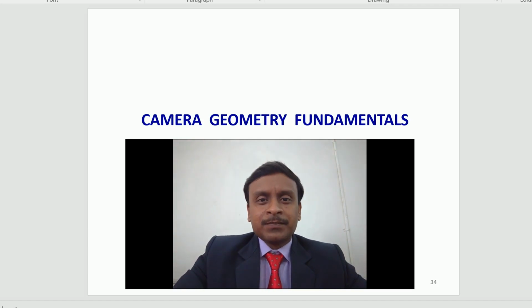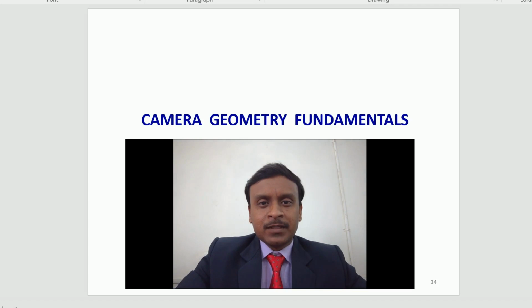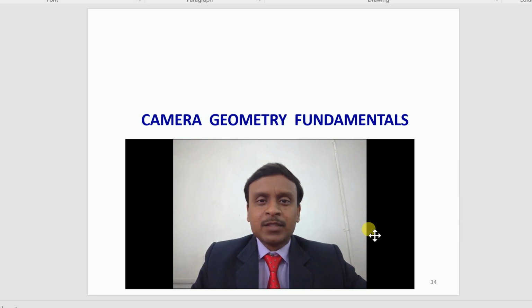We'll see various definitions and terminologies used in camera geometry, like reflection, refraction, multimedia refraction, etc. We'll also see what a typical lens is made up of, what its construction is, and what the fundamental definitions involved in camera geometry are. So let's start with the session.